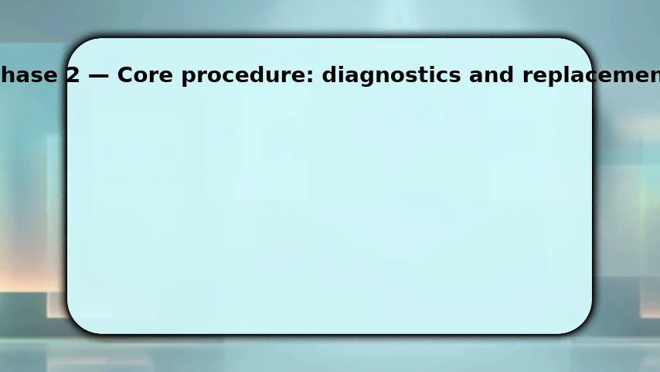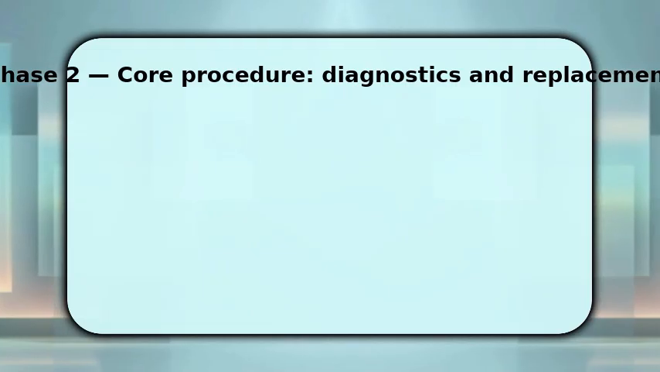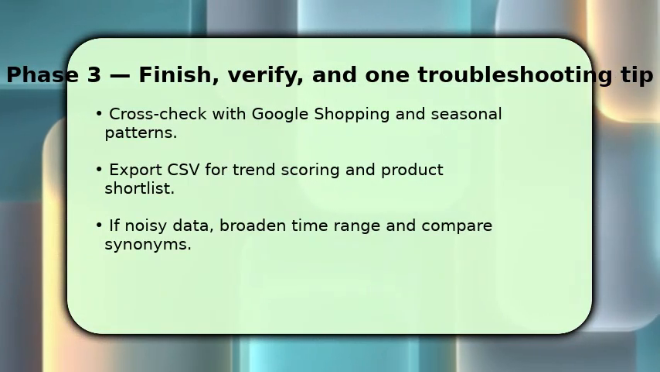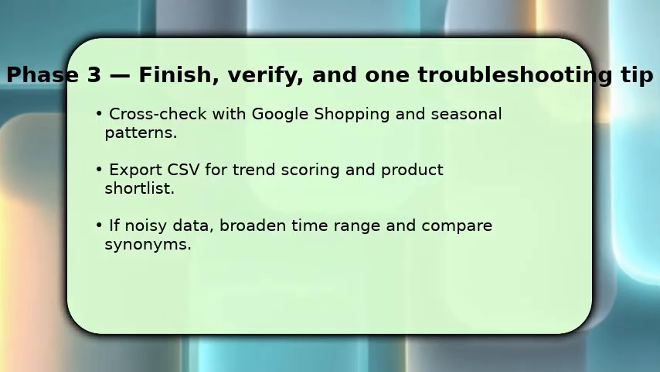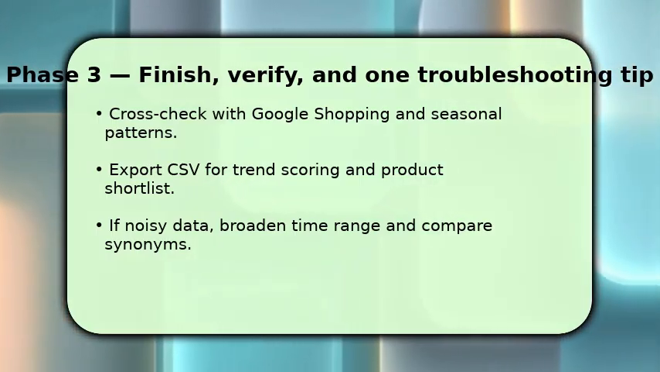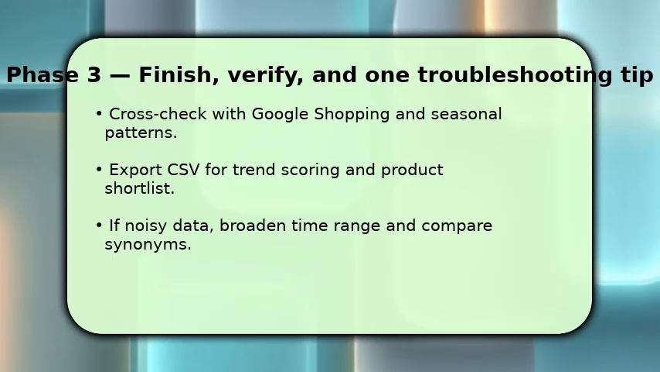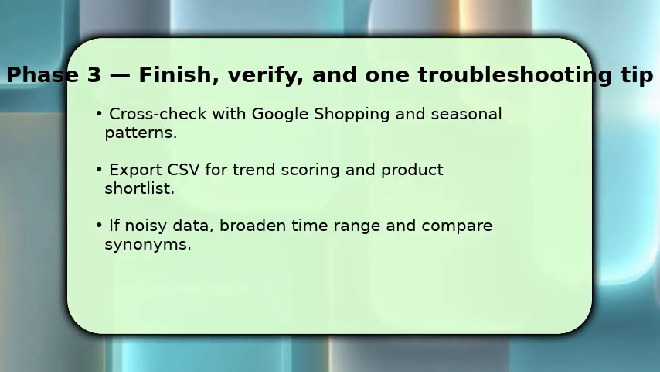Wrap up by validating candidates. Export the CSV and score items by growth, seasonality, and regional strength. Then cross-check in Google Shopping or Marketplace search to confirm supply. Once done, shortlist products with consistent upward interest and reasonable competition.